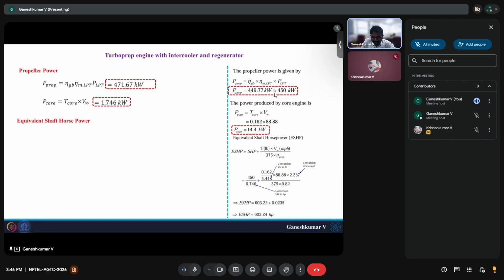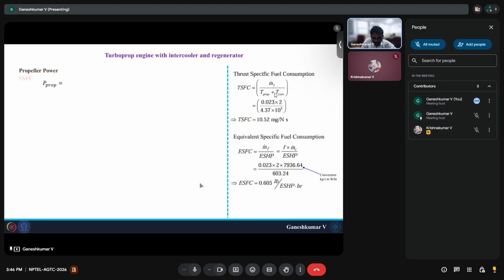The equivalent shaft horsepower is nothing but the shaft horsepower plus the P of core divided by 0.476 times the propeller efficiency. Then you can substitute these numbers. It would be around 635.12 horsepower, which is higher, for an intercooler and regenerator cycle.